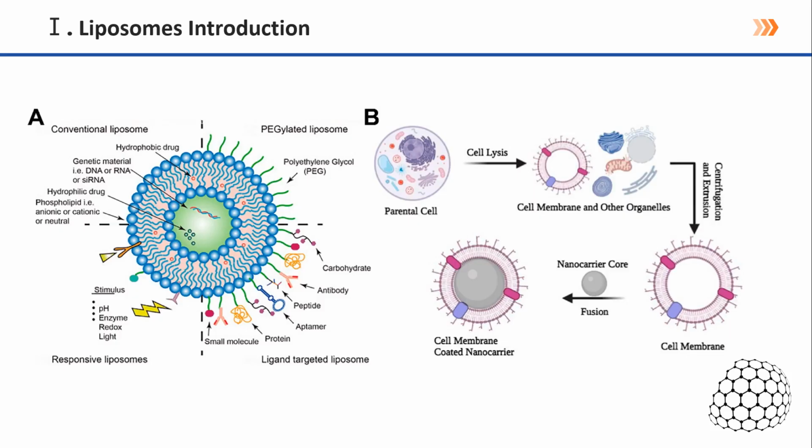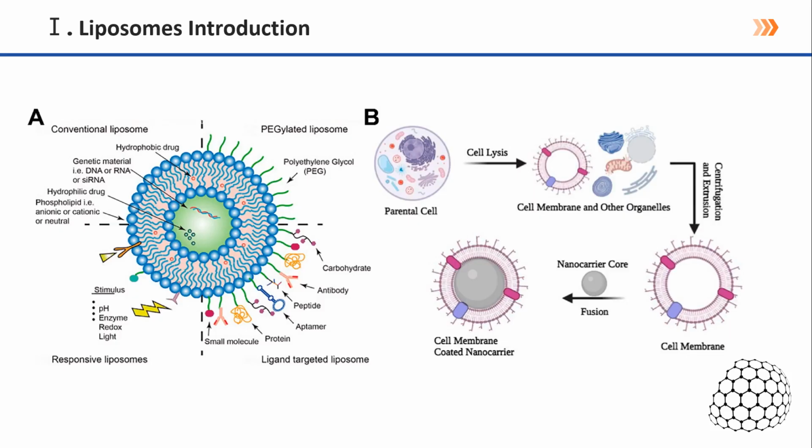Responsive liposomes can respond accordingly to the stimulation of the external environment. For example, when encountering specific pH values, temperatures, enzymes, and other stimuli, the structure of the liposomes will change, thereby achieving precise release of the drug. This is like an intelligent drug courier that can accurately deliver the drug at the right place and time.